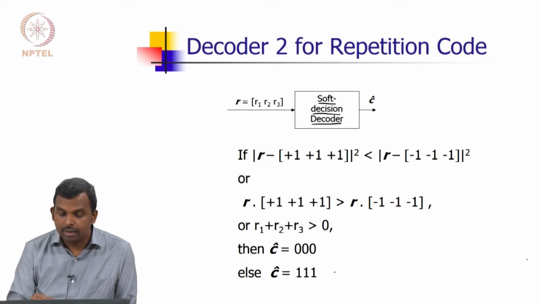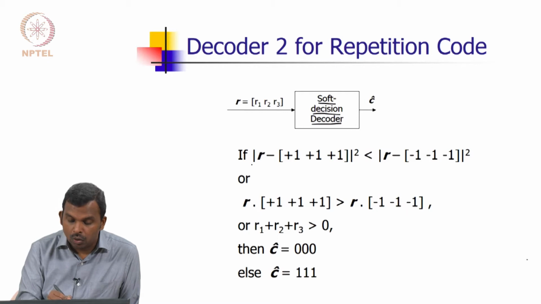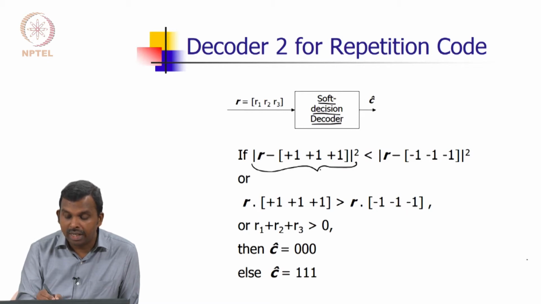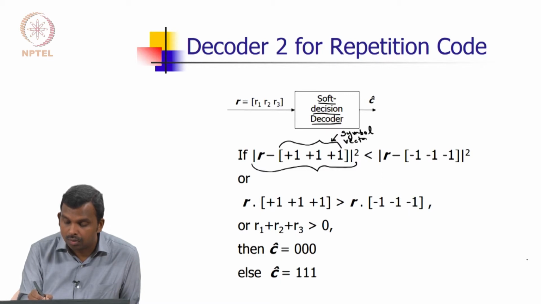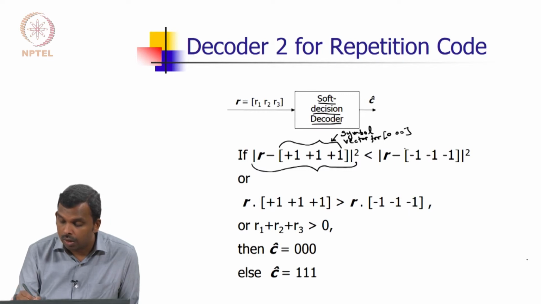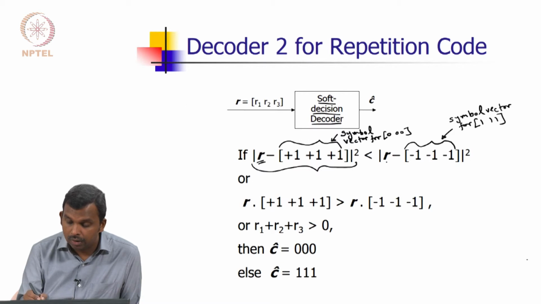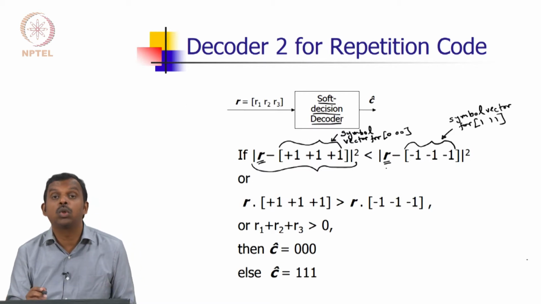Okay. And notice this is how the decoder works. You look at the distance between the received vector and +1 +1 +1. Remember the +1 +1 +1 is the symbol vector for the code word 0 0 0. So, likewise -1 -1 -1 is the symbol vector for the code word 1 1 1. Okay. So, you look at the received value and you find its distance from the two symbol vectors.